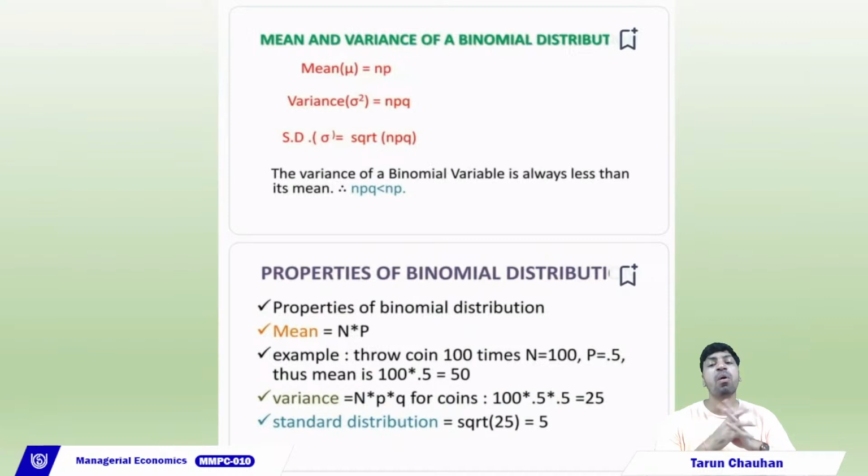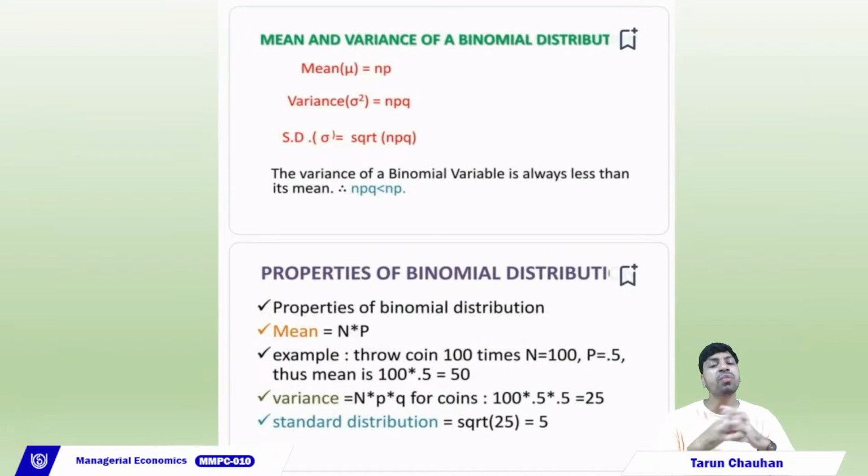1 minus 0.5, you will get q as 0.5. So once you get all the values n, p, and q, just multiply these three values, 100 into 0.5 into 0.5, you will get the variance. So once you get the variance, you can easily calculate the standard deviation. So just take the square root of the variance.